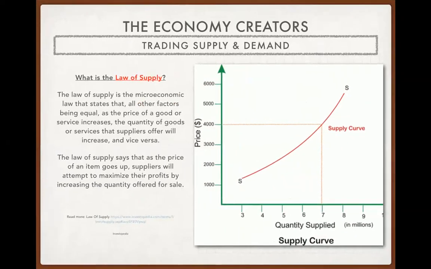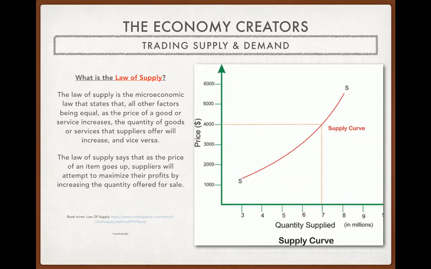So when trading supply and demand, you want to understand both the concepts of the law of supply and the law of demand and the law of supply and demand. So let's first look at the law of supply. The law of supply is the microeconomic law that states that all other factors being equal, as the price of a good or service increases, the quantity of goods or services that suppliers offer will increase, and vice versa. The law of supply says that as the price of an item goes up, suppliers will attempt to maximize their profits by increasing the quantity offered for sale.